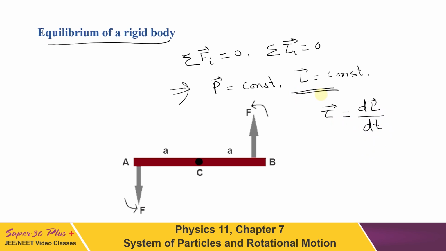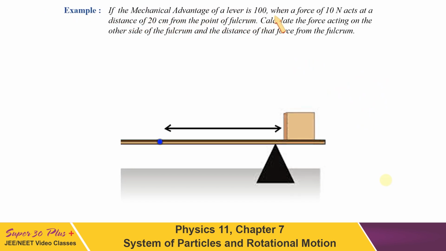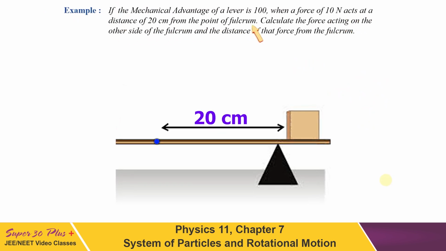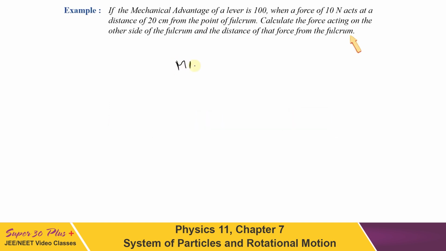Now let us see how the equations are solved on this concept, that is equilibrium of a rigid body. One example is here. If the mechanical advantage of a lever is 100 when a force of 10 Newton acts at a distance of 20 cm from the point of fulcrum, calculate the force acting on the other side of the fulcrum and the distance of that force from the fulcrum. Now here mechanical advantage, you must have learnt about this in your junior classes, that is equal to d2 upon d1, and it has to be equal to F1 upon F2.